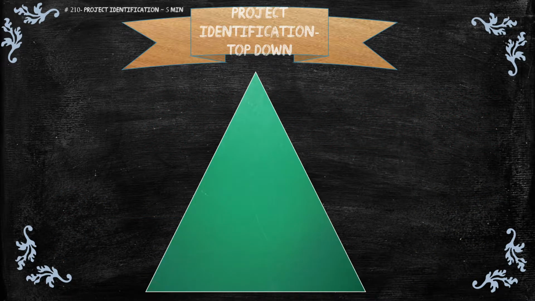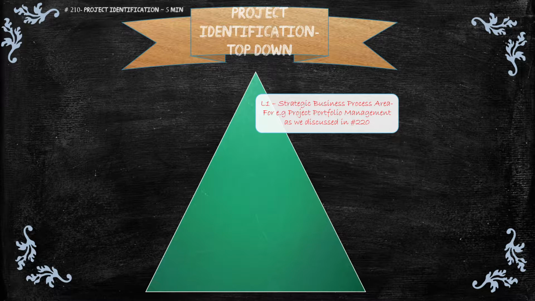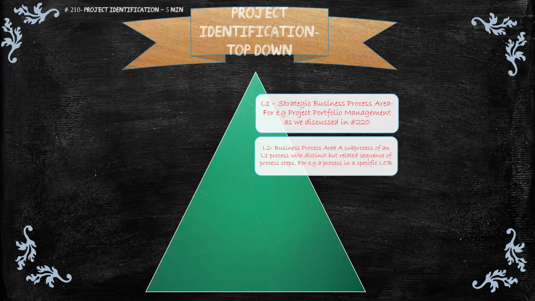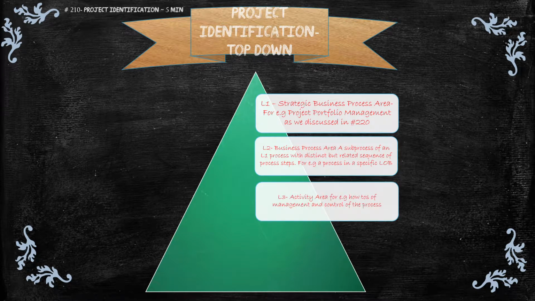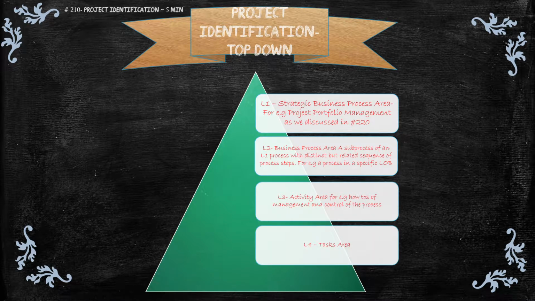An L1 layer is strategic business process area, for example project portfolio management, as we discussed in course number 220. The L2 layer is business process area. It is a sub-process of an L1 process, and with distinct but related sequence of process steps. For example, a process in a specific line of business. L3 is activity area, for example how-tos of management and control of the process. The L4 layer is where the tasks are defined.